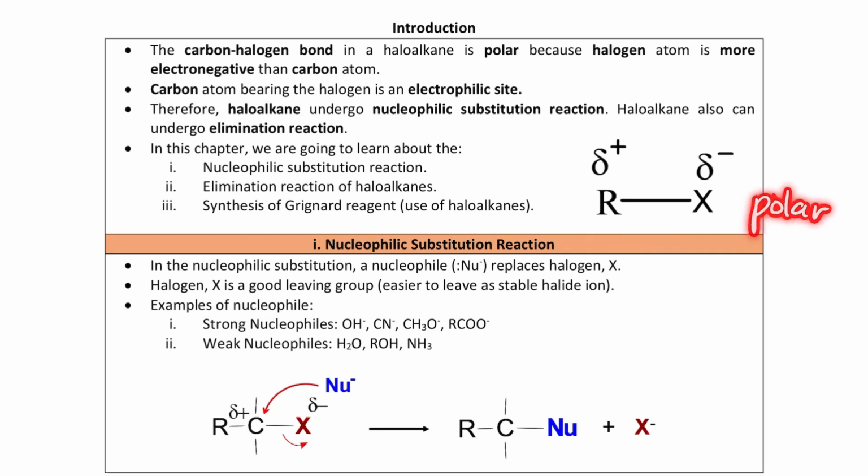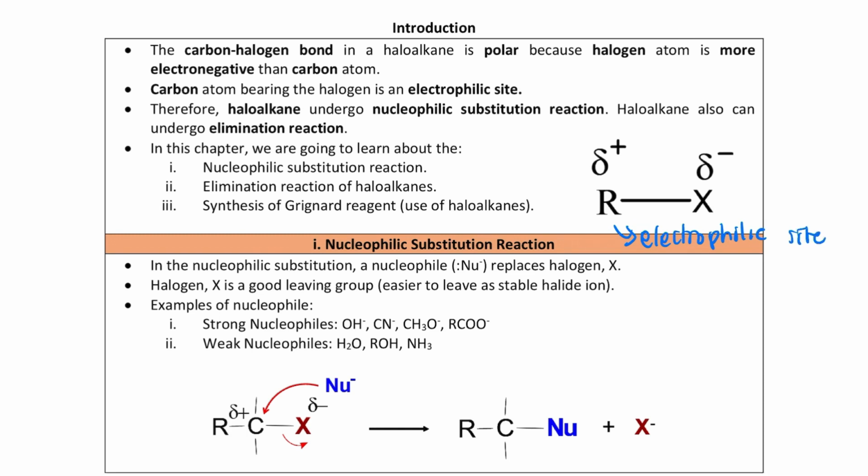Okay, kenapa dia polar bond? Sebab kita tahu halogen, okay, more electronegative than carbon lah. Okay, so since they're more electronegative, so that's why the bond here is polar. That means this halogen, okay, kuat tarik elektron, so dia partially negative, and this carbon kurang elektron, so dia partially positive. Okay, so this area here, which is the carbon atom bearing the halogen, is electrophilic side. Okay, so we can say that carbon ni adalah kawasan electrophilic side.